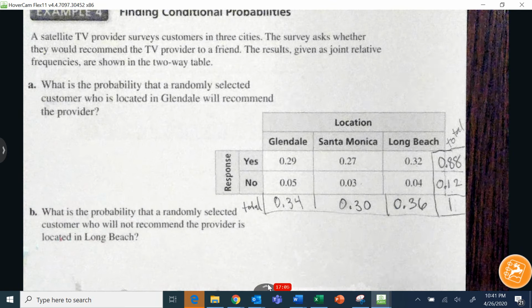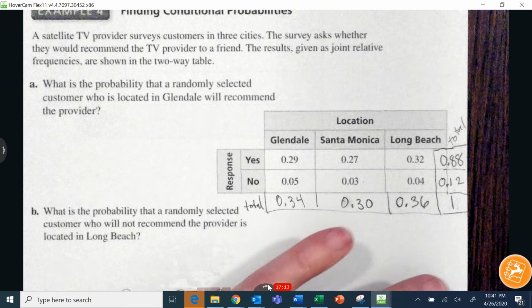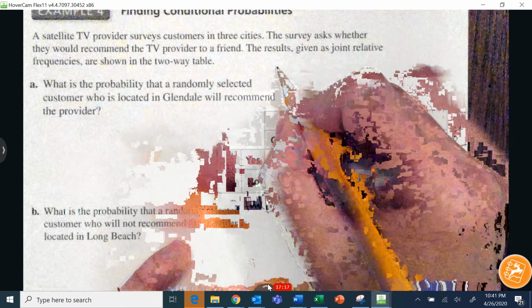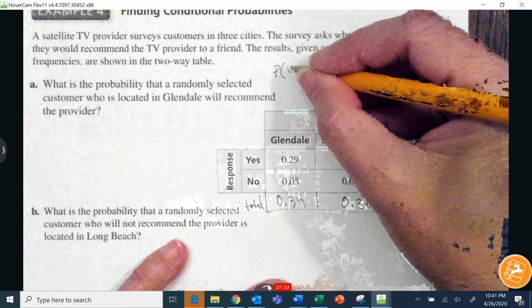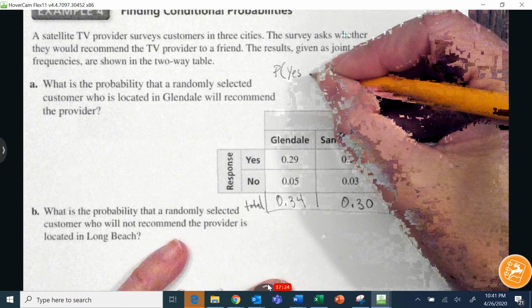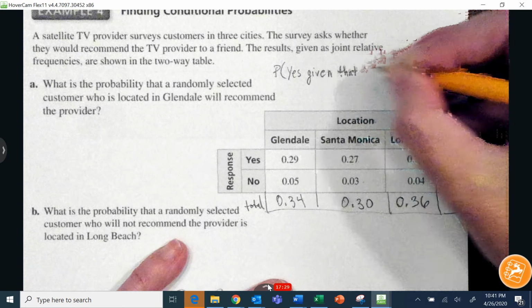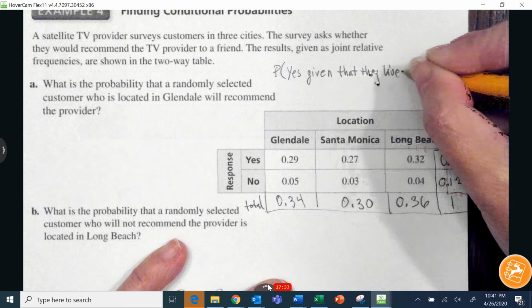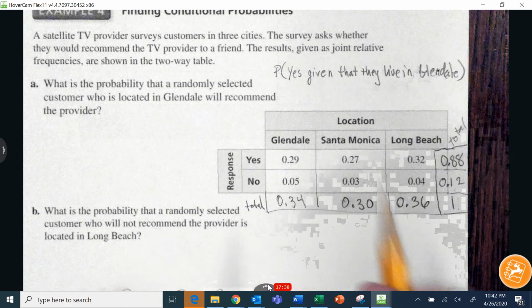So the probability that a randomly selected customer who is located in Glendale will recommend the provider. So I'm going to write something over here, and then I'm actually going to do the work over here. So we're talking about probability. We're talking about the probability that they answered yes, given that they live in Glendale. Okay, so that's the event.